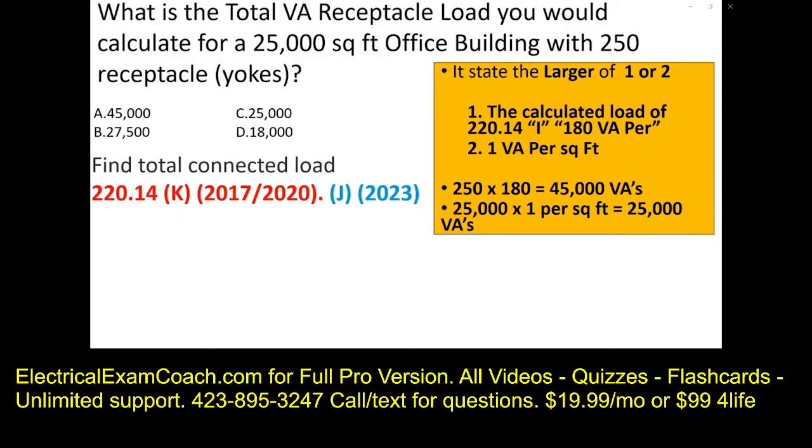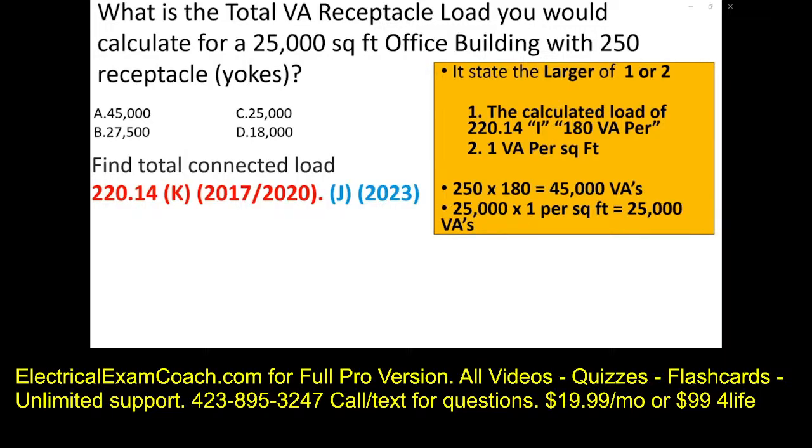Part 1 says that you must calculate it at 180 VAs per yoke, like we learned before. And Part 2 says you must calculate it at 1 VA per square foot. Let's do our first one. We have 250 receptacles multiplied by 180 VAs each. That gives us 45,000 VAs before demand factors.